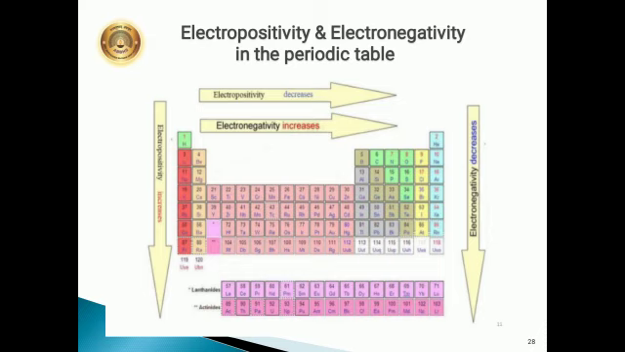We can summarize it in a very short way, as shown in the picture. Electropositivity decreases from left to right. Electronegativity increases from left to right. Electropositivity increases from top to bottom and electronegativity decreases from top to bottom.